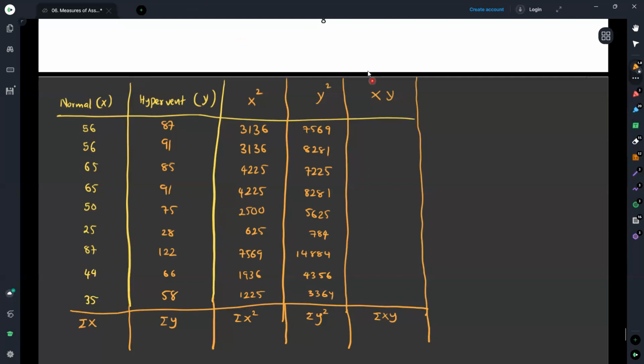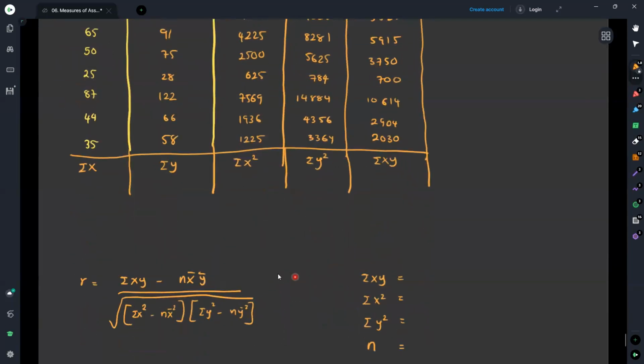Then to obtain the next column, what we can do is take the multiplication of the x and y columns. As the first value, we can get the multiplication of 56 and 87. 56 multiplied with 87, we are getting the value as 4,872. Then the next value can be obtained as 56 into 91. Then we'll get it as 5,096. Then in a similar manner, we'll get the values, 5,525. As the last value, it is 35 into 58. We'll get the value as 2030.